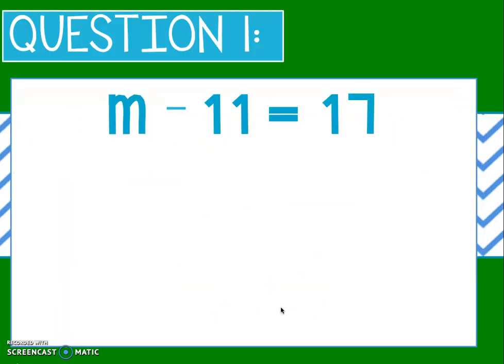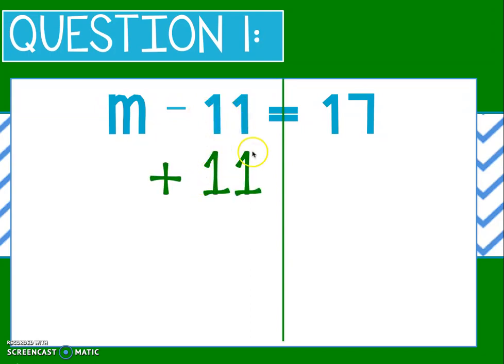Okay, so we'll go ahead and look at question 1 on your homework. You have m minus 11 equals 17. So the first thing we're going to do is draw that line through the middle of the equal sign to help us remember whatever we do on this side, we got to come over here and do on this side as well. If we look at this problem, it is a subtraction problem, and we're trying to get this m by itself. So to cancel out a minus 11, we're going to add 11. Whatever we do on the left side, we got to come over here and do the exact same thing on the right side.